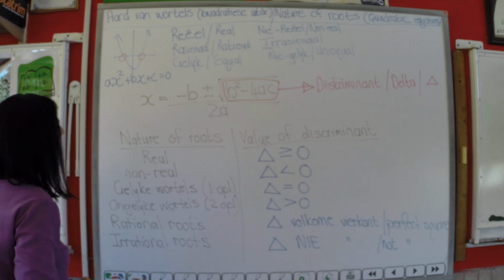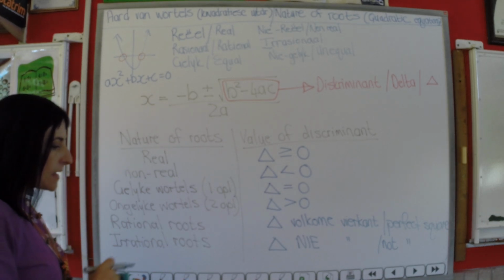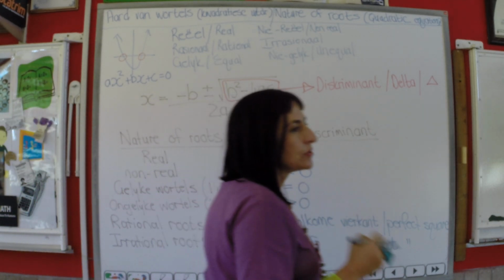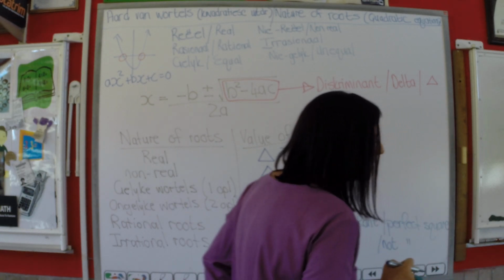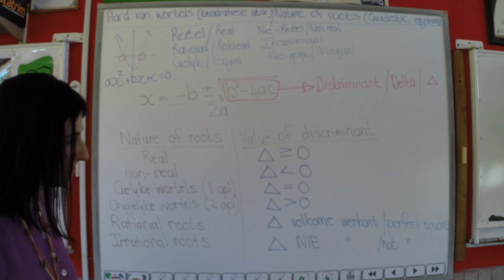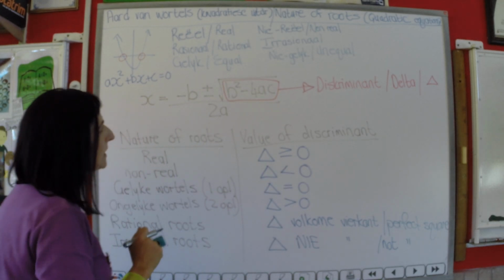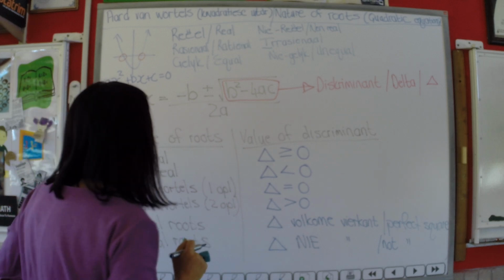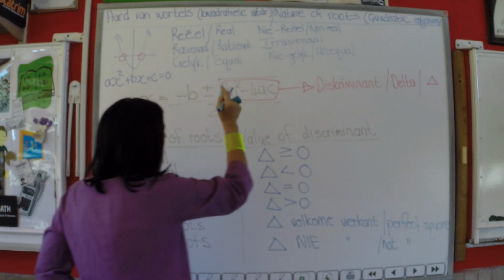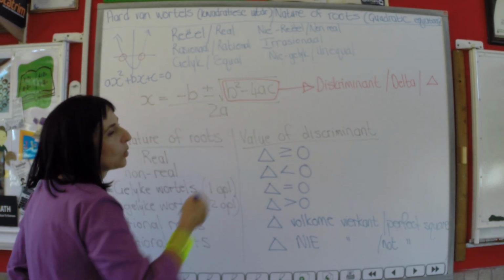Kan julle dit onthou? Goed, as ons die formule gebruik, dan bepaal ons die x-afsnitte of die wortels. Now, the nature of the roots can be three things. It can be either real or non-real, it can be rational or irrational, and the third thing, the roots can be equal or not equal.